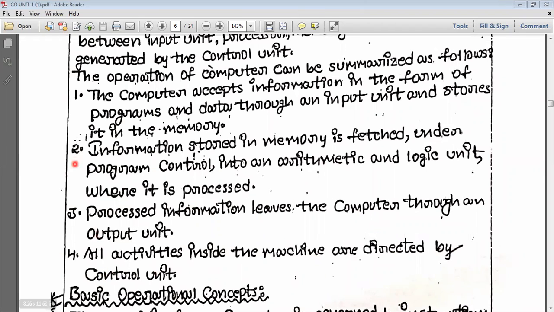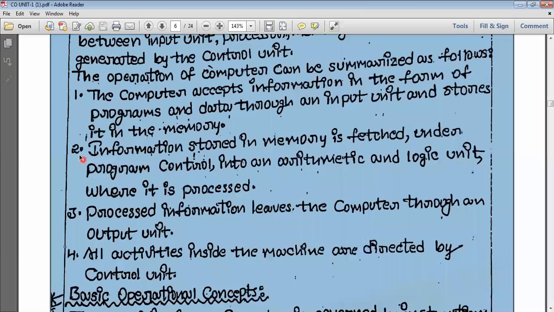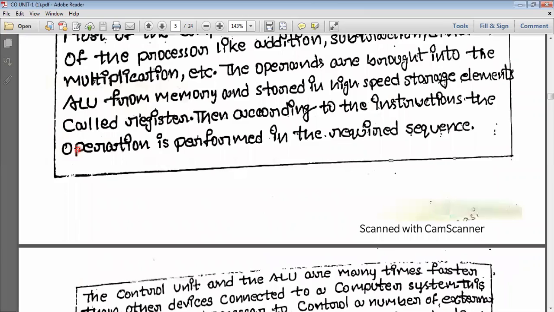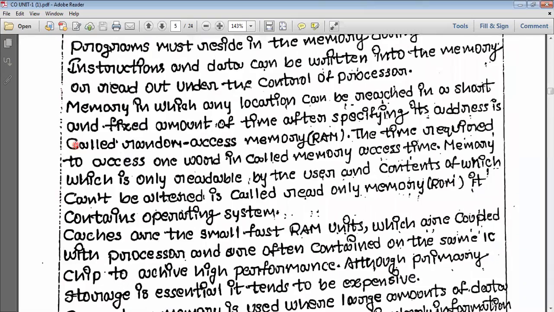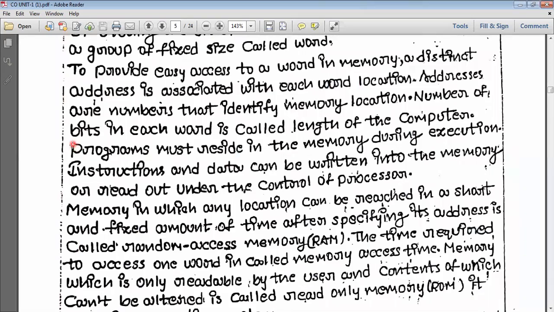If you remember these four points, what are the summary points of the operation of a computer? Then you will be able to write all the individual functional units in a computer.